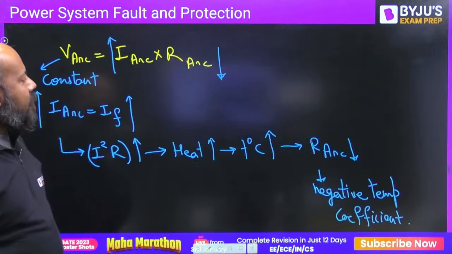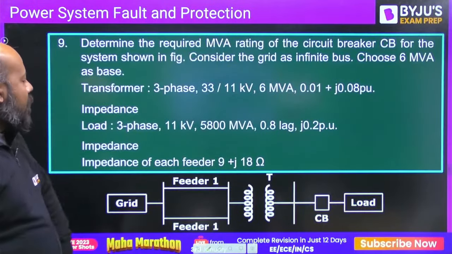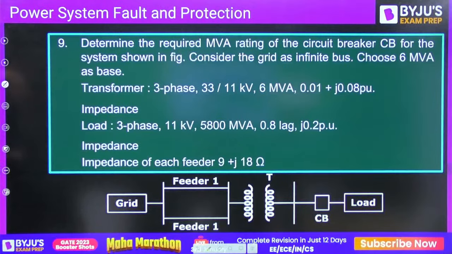See the next question. Determine the required MVA rating of the circuit breaker. For the system shown in the figure, consider the grid as an infinite bus. Choose 6 MVA as the base, the transformer and load impedance, everything is given. The impedance of each feeder is also given. Okay.